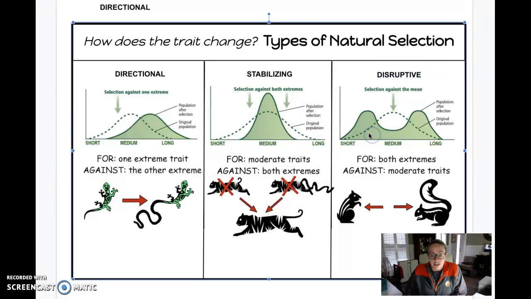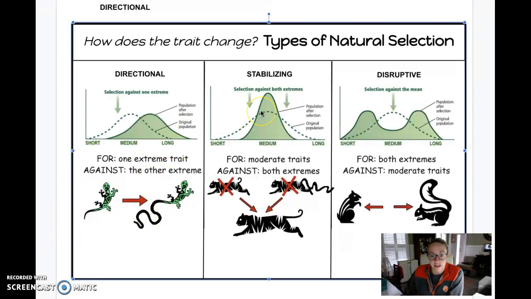So in your diagrams here, if you just follow my mouse, the green shaded-in population is after selection. The dashed line is your original population, what you're starting with. Okay, so if we started with medium is best, and it's directional selection, this average shifts to the right, moves in one direction, meaning that the longer traits do best.